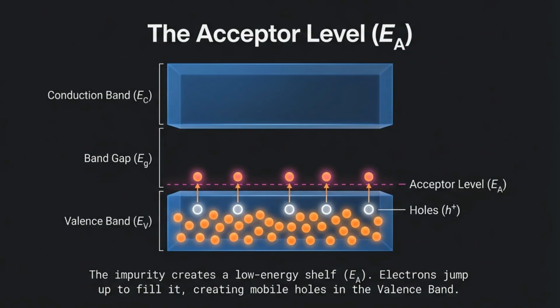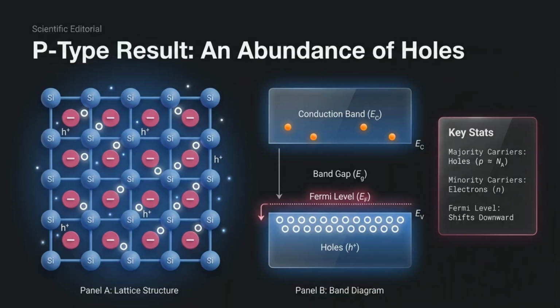The acceptor impurity creates a low-energy shelf called the acceptor level, just above the valence band. Electrons jump up to fill it, creating mobile holes in the valence band. P-type silicon results in an abundance of holes, which are the majority carriers. The Fermi level shifts downward, closer to the valence band.